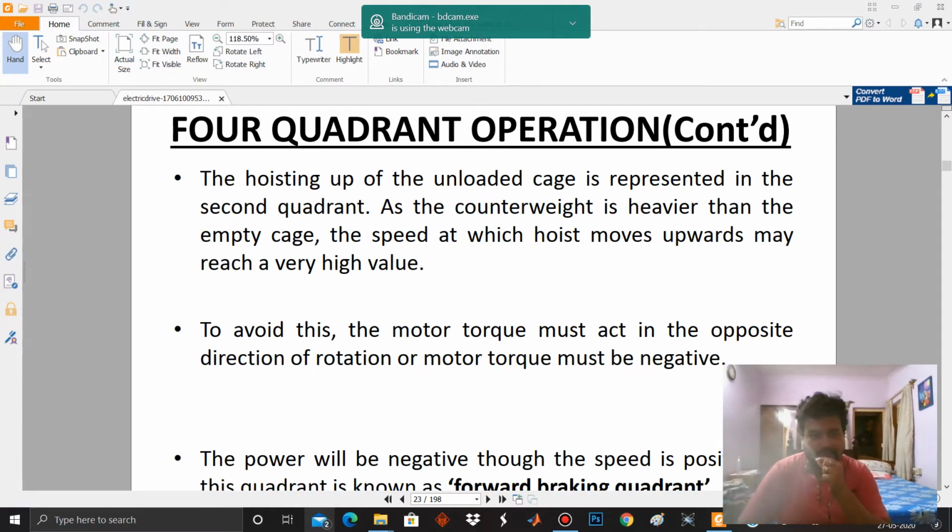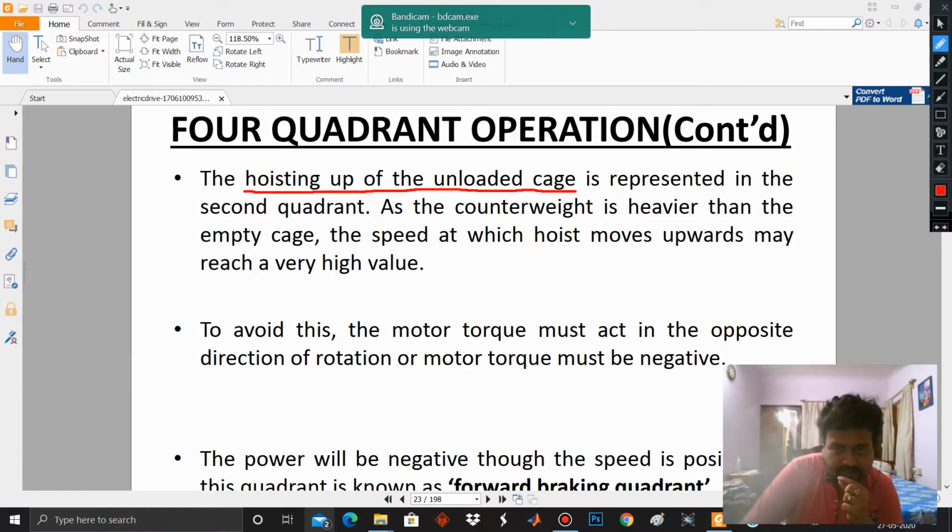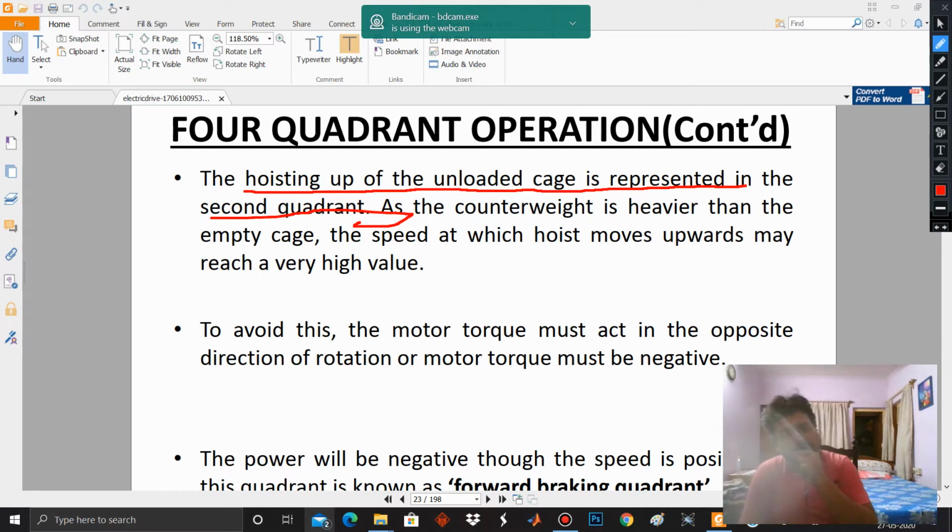Now let us come to the second quadrant operation. The hoisting up of the unloaded cage is represented in the second quadrant. The load has been moved upwards and now the cage is unloaded. As the counterweight is heavier than the empty cage, the speed at which the hoist moves upwards may reach a very high value. Obviously, as soon as you take off the weight, the counterweight will try to pull up the pan in the anti-clockwise direction, so the system will be unstable.